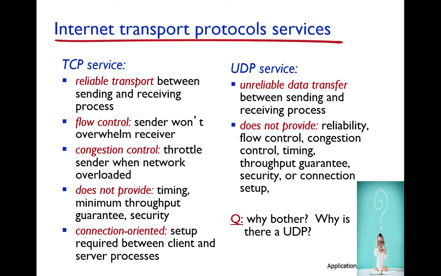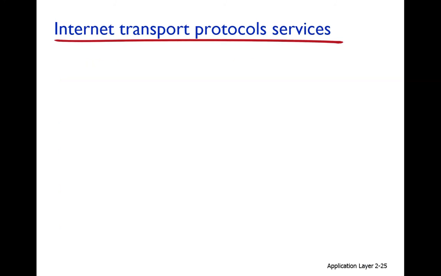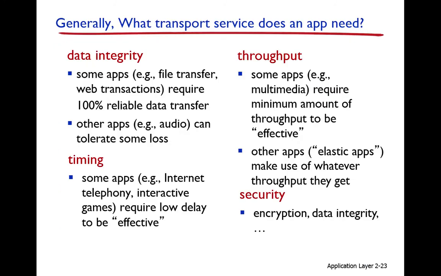If the UDP doesn't provide anything like reliability, no flow control, etc., then why is the UDP used? Think about why it is used. It is used because some applications don't have such requirements.